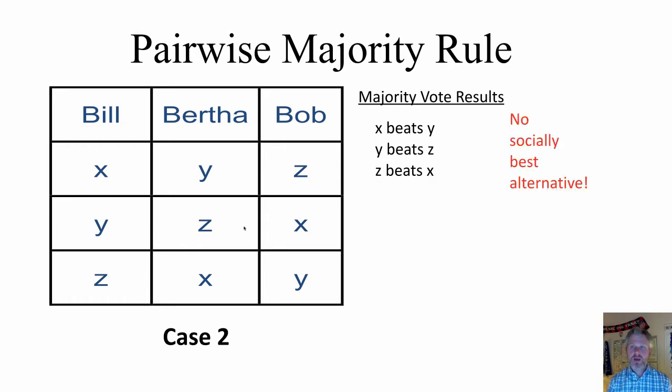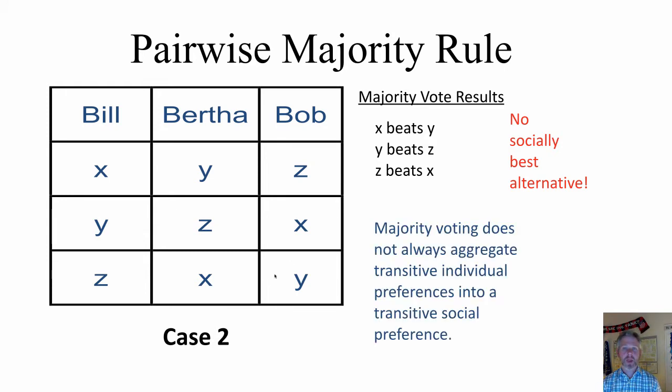So there's no socially best alternative. Every alternative can be beaten by another alternative. X will beat Y, but Z will beat X. And although Z beats X, Y beats Z. So everything can be beaten by something else. So there is no alternative that cannot be beaten in pairwise majority rule here with these sets of preferences.